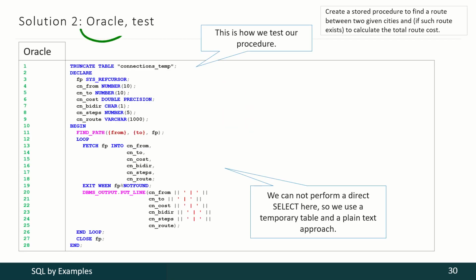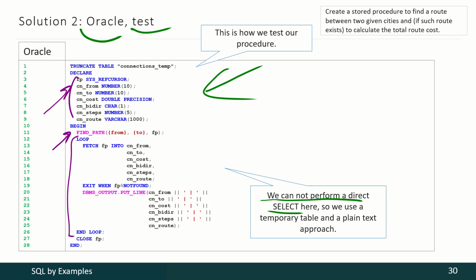In Oracle, we cannot perform a direct select here, so to test this procedure, we have to execute such a huge query. We have to declare several variables, then we have to execute our stored procedure, and then we have to execute such a loop. On each iteration of that loop, we shall take one line from the stored procedure result, put it in these variables, and then we shall print those variables to the screen.